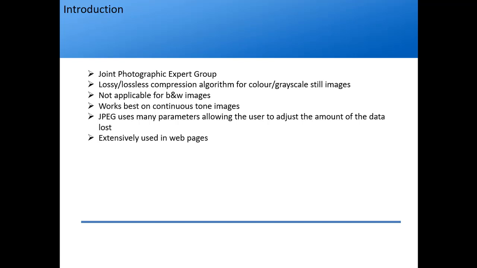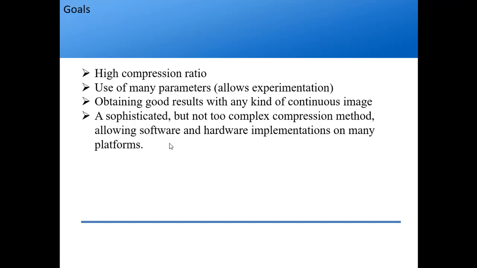And what is the other thing about JPEG? It uses many parameters allowing the user to adjust the amount of the data lost. Means you can change how much compression you want. That is, you have the liberty to adjust the compression ratio. So you want 50% compression, 20% compression, that is what you can change in the algorithm. So that is one of the good things about JPEG, and it is extensively used in web pages. Almost all the websites will be using JPEG. Why? Because it is highly compressed.